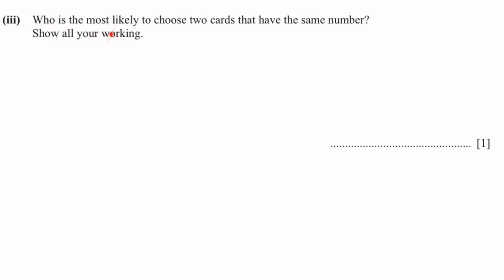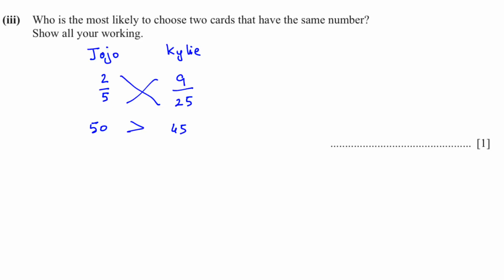Part 3. Who is the most likely to choose two cards that have the same number? Show all your working. So let's write down Jojo and Kylie. The probability of Jojo having the same card is 2 over 5 and of Kylie is 9 over 25. When you have a question like that, cross multiply and see which is bigger. So 2 multiplied by 25 will give you 50 and 9 multiplied by 5 is 45. So which number is big? 50. Therefore, the probability of Jojo choosing the same card is more.